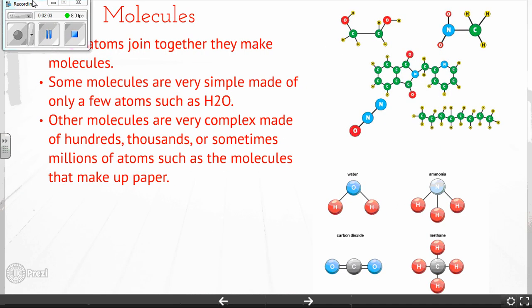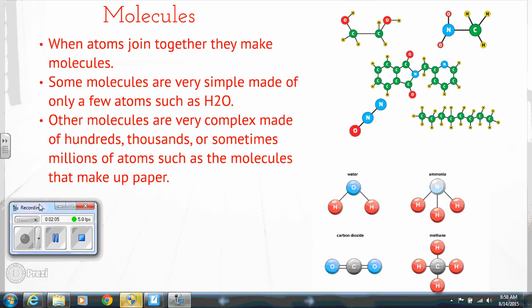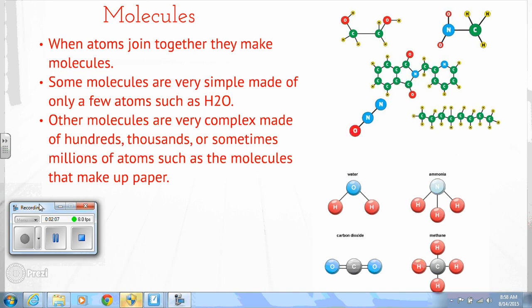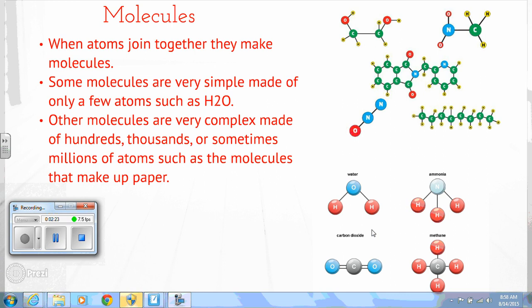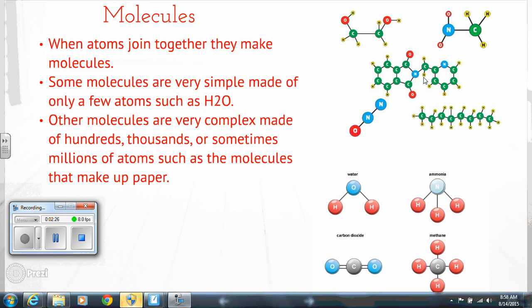Now, when these atoms start joining together in different ways, we get what is called a molecule. When atoms join together, they make molecules. Molecules can sometimes be very simple, such as H2O, and they're only made up of a few atoms, which you can see down here. Only 3 atoms make up this water molecule. They can also be very complex and made up of hundreds, thousands, or sometimes even millions of atoms. Up here, these would be some examples of some more complex molecules because they're made of more atoms.